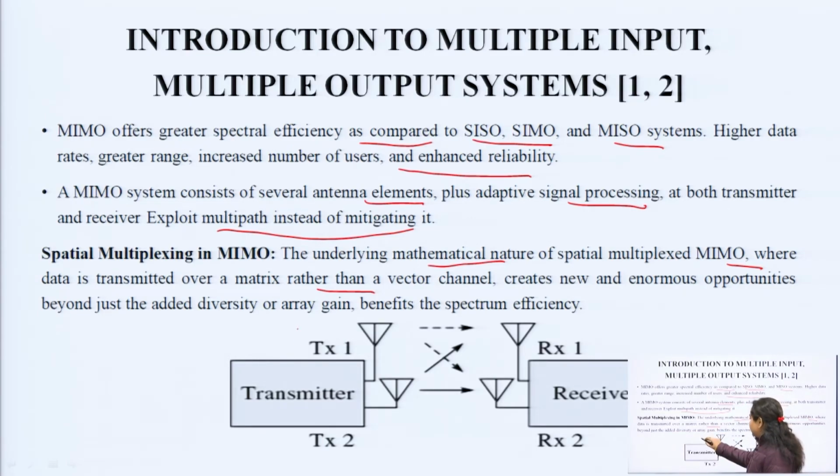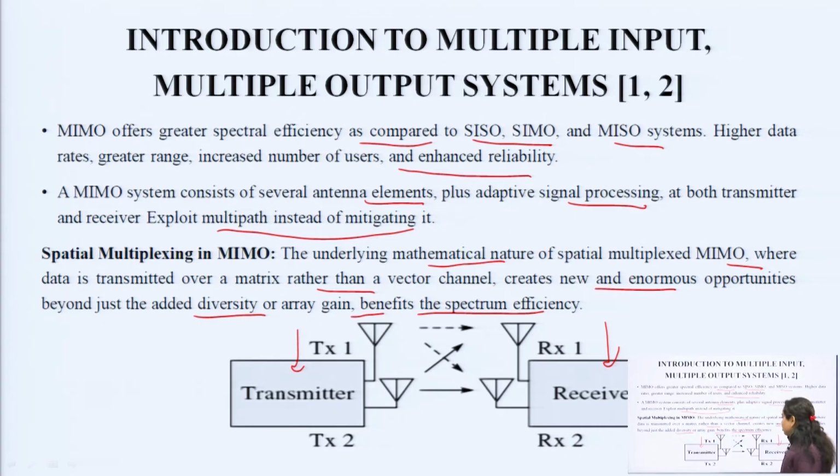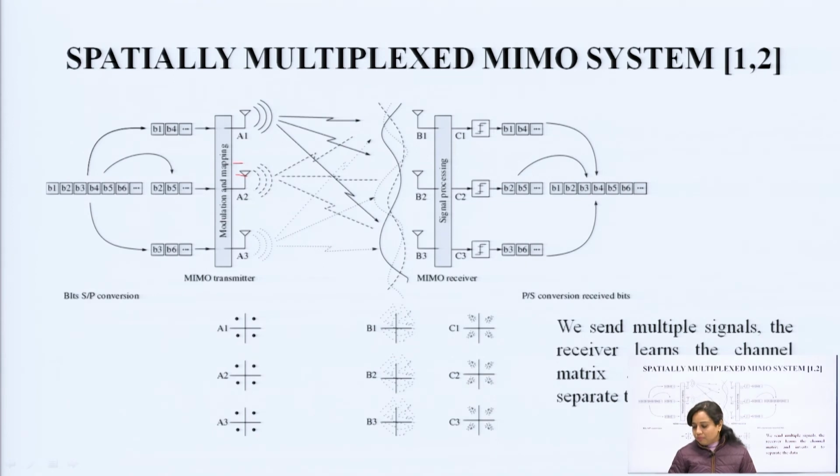Now, you can see over here that this is the transmitter, this is the receiver; there are two transmitters connected and two receivers. This creates new and enormous opportunities beyond just the added diversity or array gain. It is going to benefit the spectrum efficiency. So, the efficiency of the spectrum will be improved by using this particular MIMO technique. Now, this is the spatially multiplexed MIMO system. In this diagram, you can see that we send multiple signals, and the receiver learns the channel matrix and inverts it to separate the data.